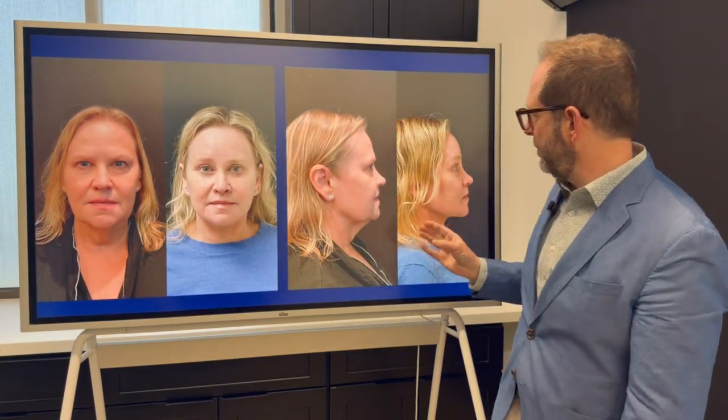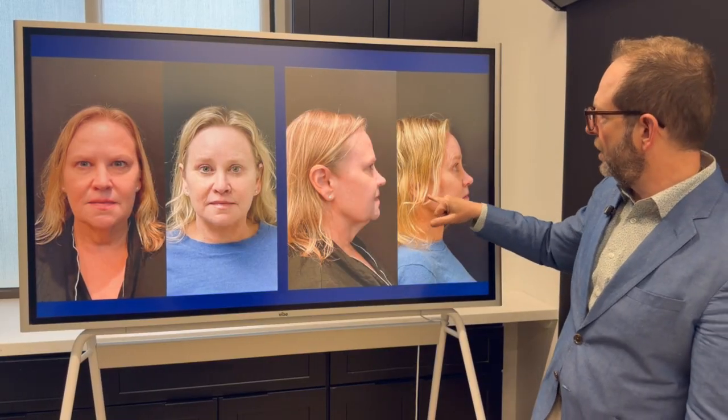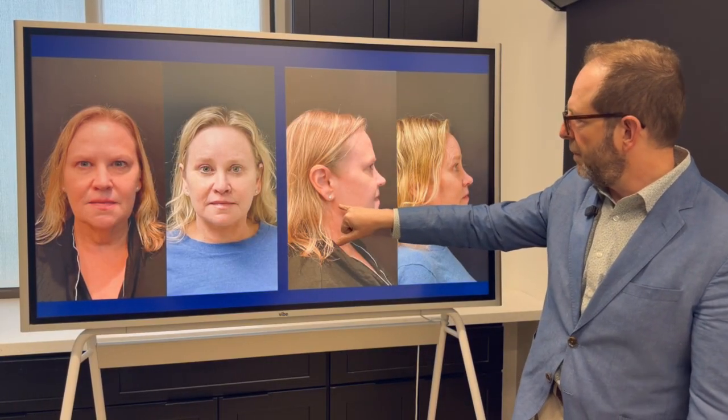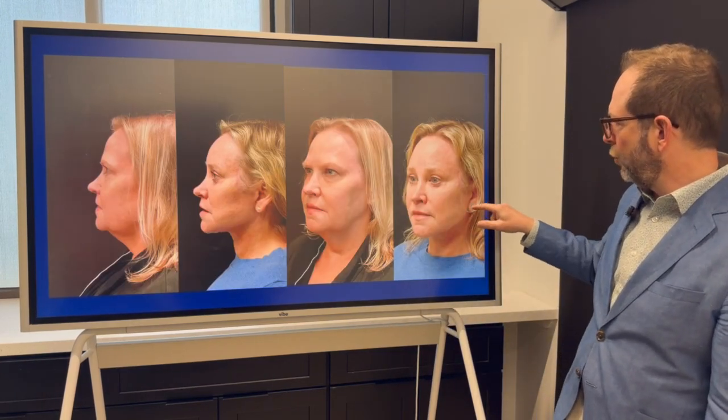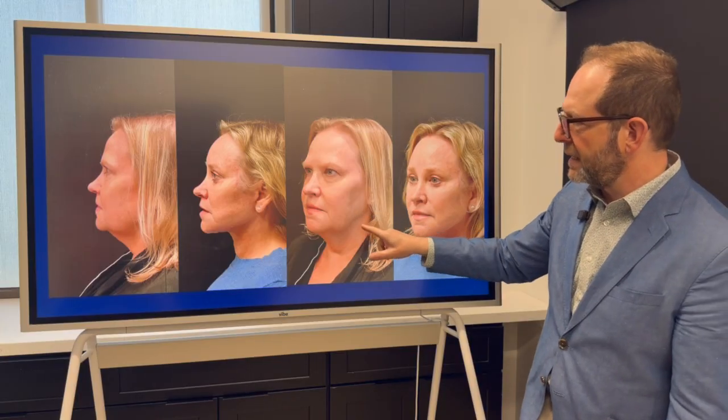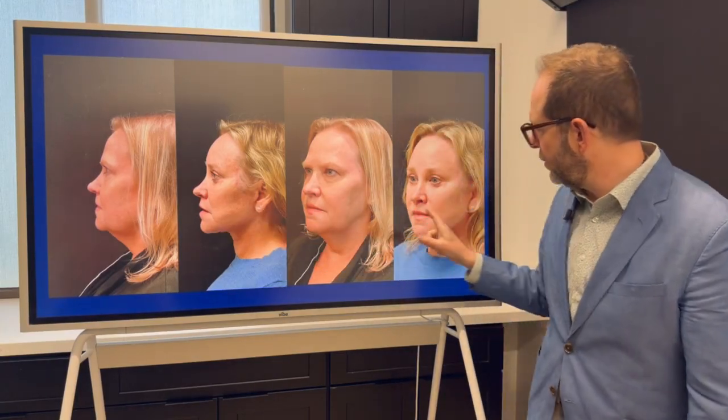Here's that last example of a patient where you can see really good definition of the gonial angle. Before surgery, it was hard to see because it was buried in the soft tissue. Afterwards, you can see an improvement in the gonial angle. Not really present, much better defined.